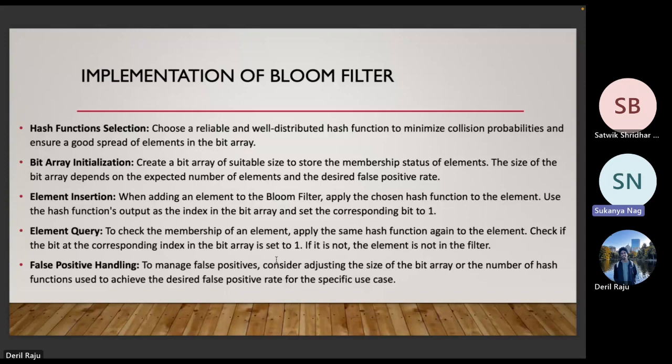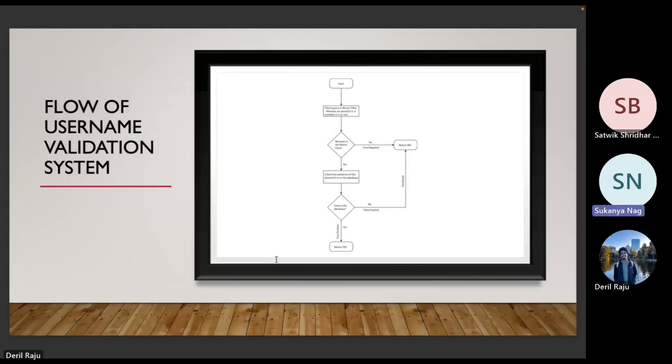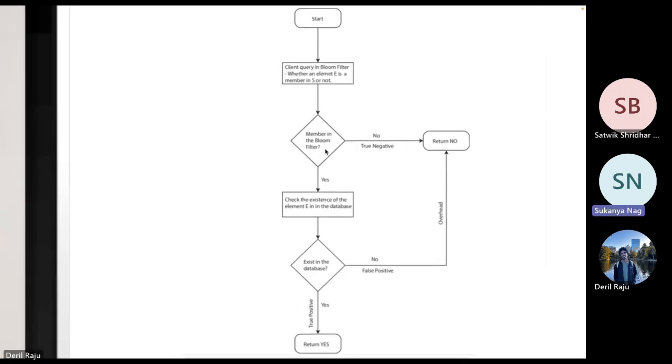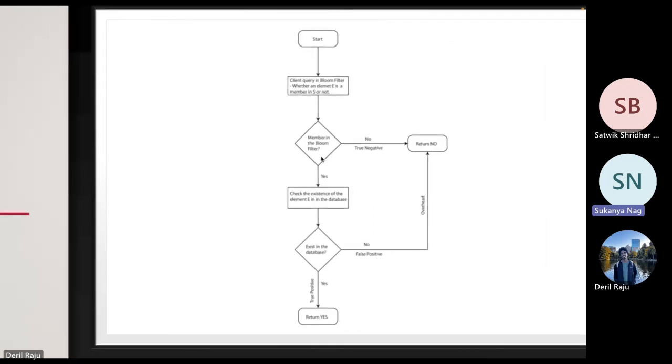We go over to the next slide. Here we have a flow chart for our user validation system. We start the process and we check whether an element E is a member in the set S or not. Let's say a user asks the Bloom filter whether the particular element, which in our case is a username, is a part of this set S or database.